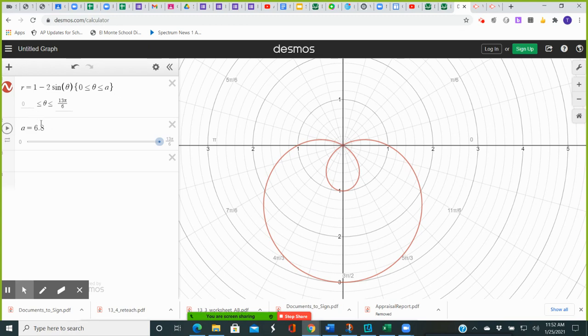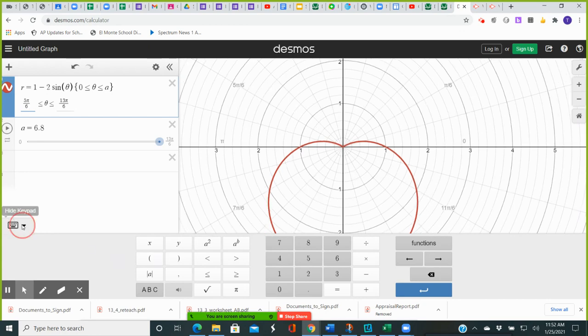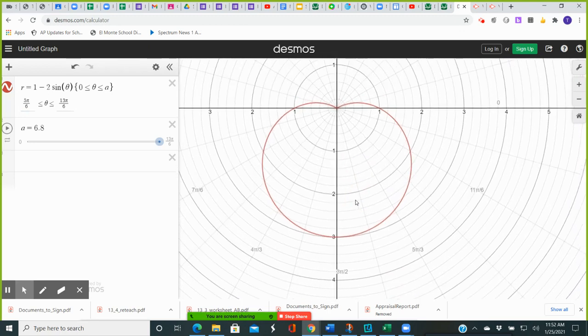Or you can think of it this way. What happens if you just look at theta going from 5 pi over 6 to 13 pi over 6? Let's look at that. 5 pi over 6, 13 pi over 6. You just get the outer loop. If you just go from 5 pi over 6 to 13 pi over 6, you're just going to get the outer loop. So if you have the limits of integration going from 5 pi over 6 to 13 pi over 6 in your integral, you're just going to get the area within the outer loop.